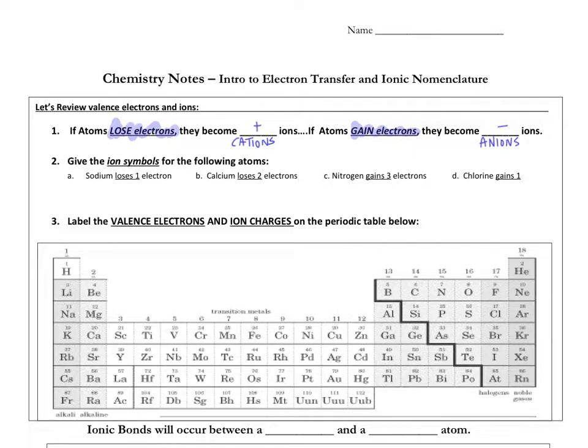So the ion symbol for the following atom. If sodium loses one electron, I need to start with the symbol for sodium, which is Na. And if it loses one electron, then now it's going to have more protons than electrons. So it becomes positively charged, a +1. Calcium is Ca. And if calcium loses 2, then now it's going to have 2 more protons than electrons, and it'll have a +2 charge.